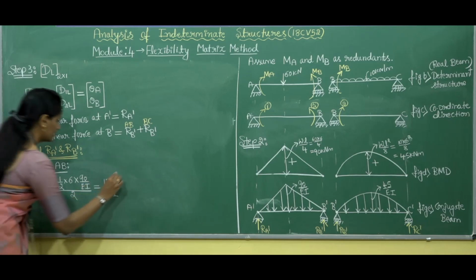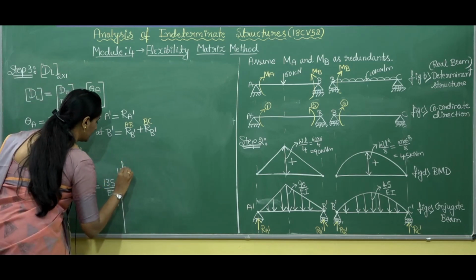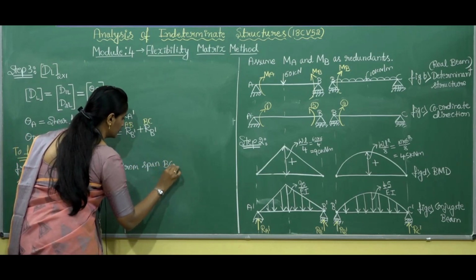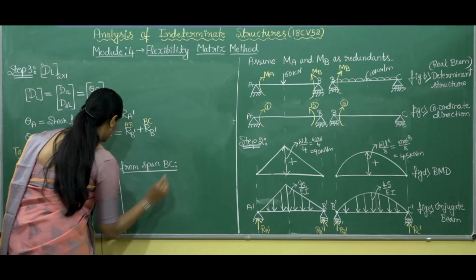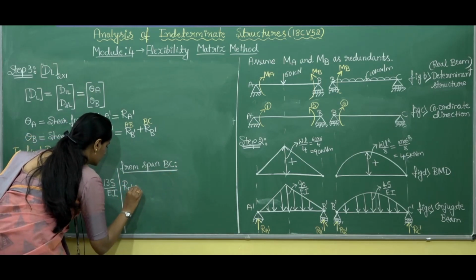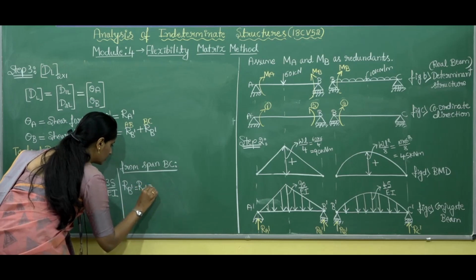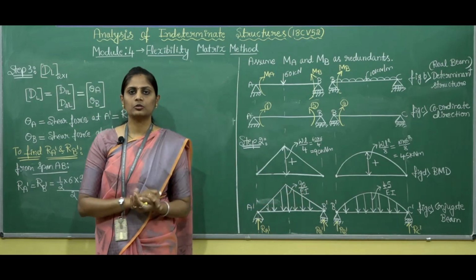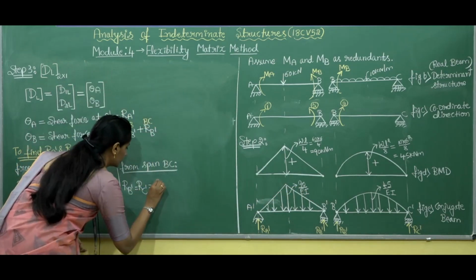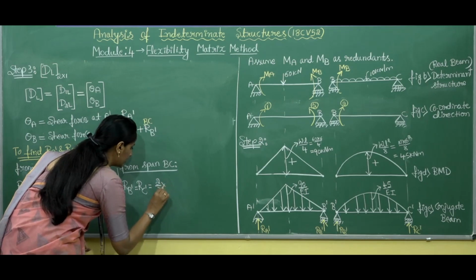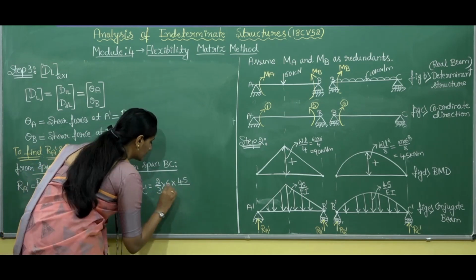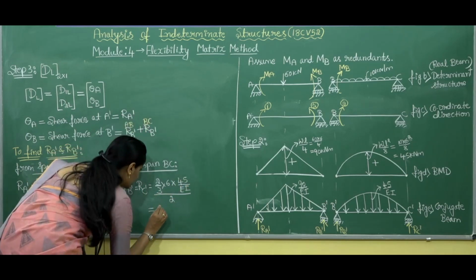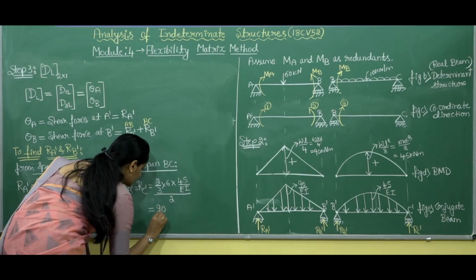Next we have from span BC, RB dash equals to RC dash equals to, and since again we have symmetrical parabolic loading here, the total load will be given by 2 by 3 of span, that is 6, into height is 45 by EI, divided by 2. It is 90 by EI.